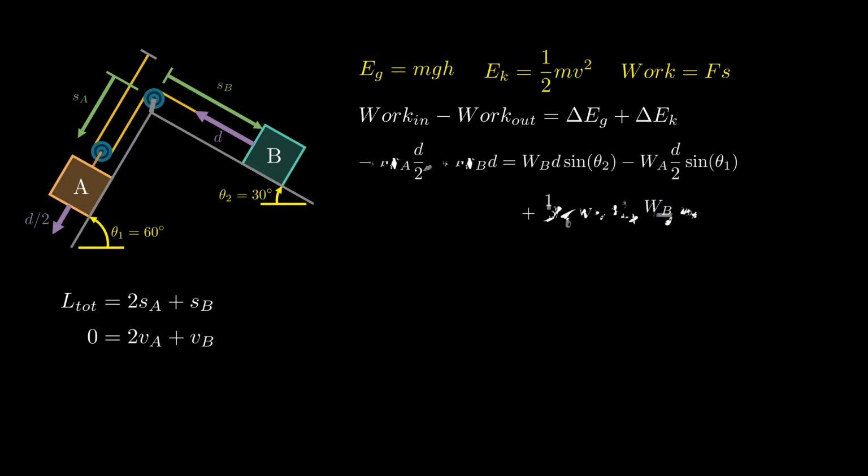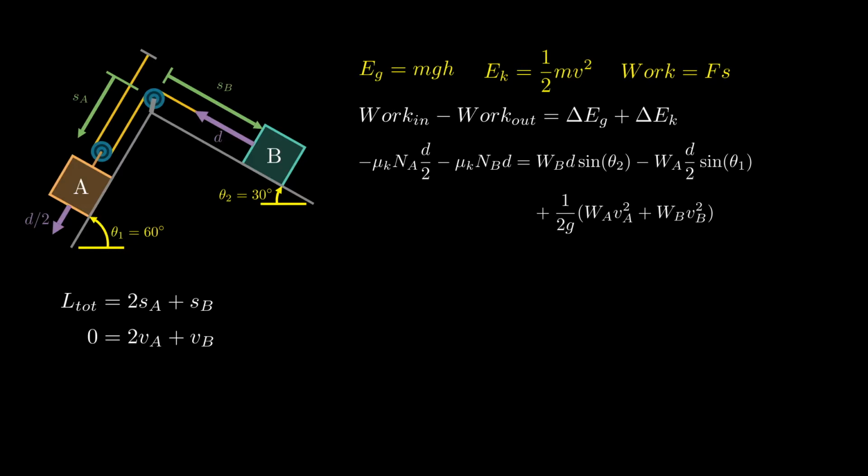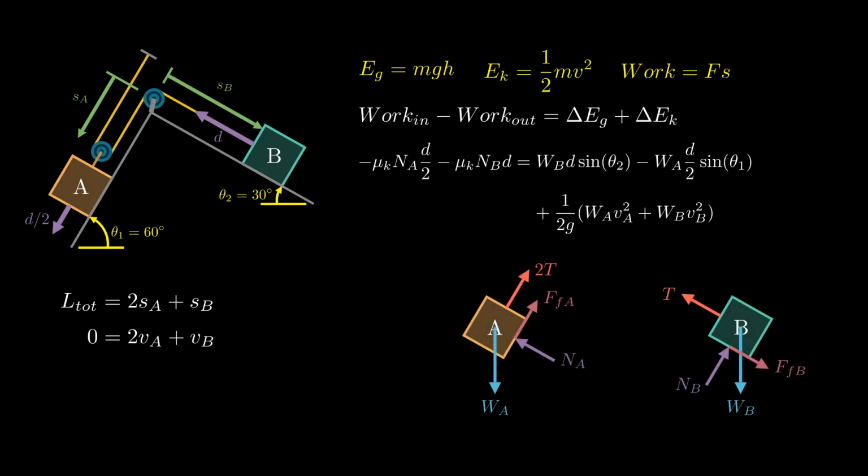I'll just simplify the equation a little bit, and you can see that in order to solve this for the final speeds, we're going to need the normal force acting on each block, NA and NB. So, we draw some free body diagrams and sum up the forces acting in the normal direction for each block. We know that those forces should sum to 0 since the block doesn't accelerate in the normal direction.